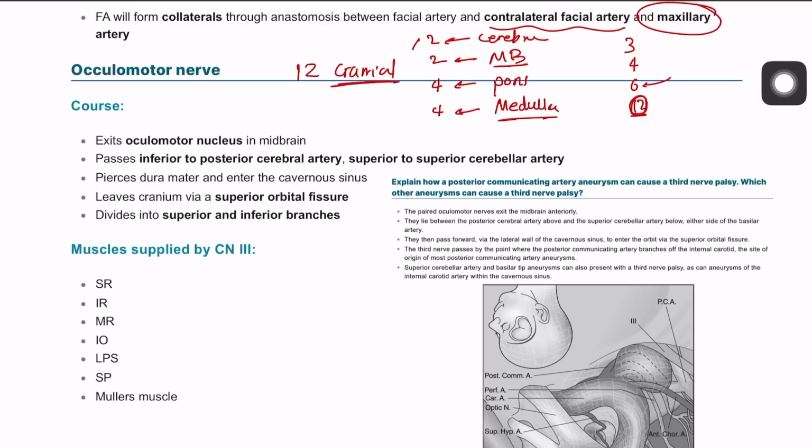The sixth nerve has the longest pathway, or the longest track into the brain. And the fourth nerve is the thinnest nerve. Okay, these are quite important and relevant structures.